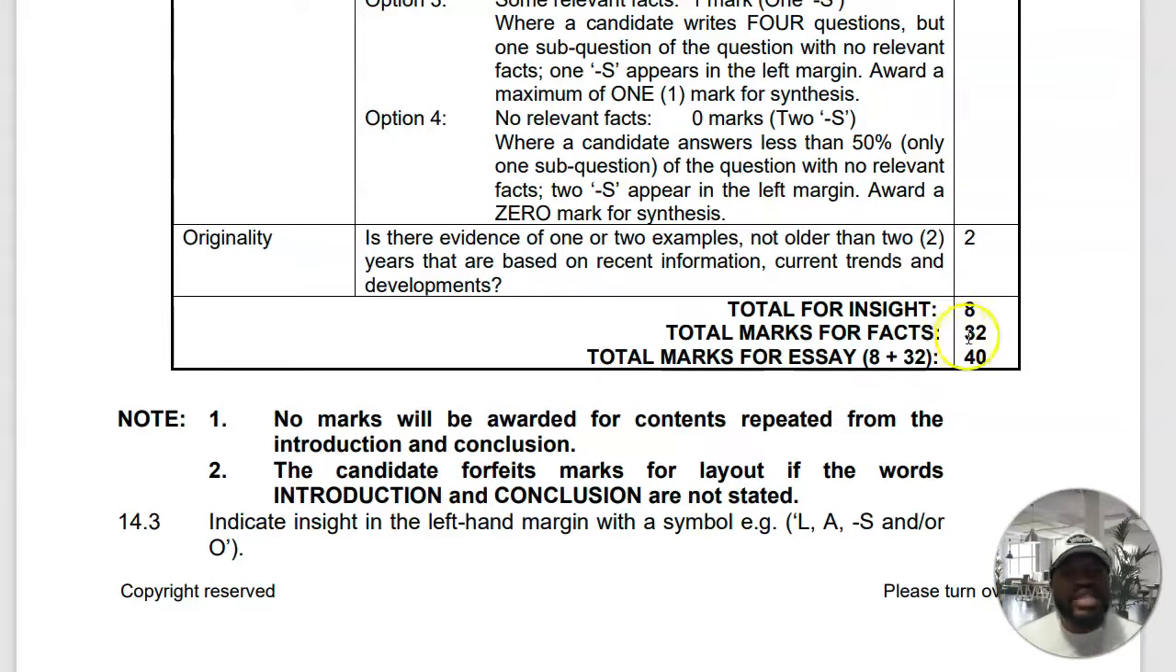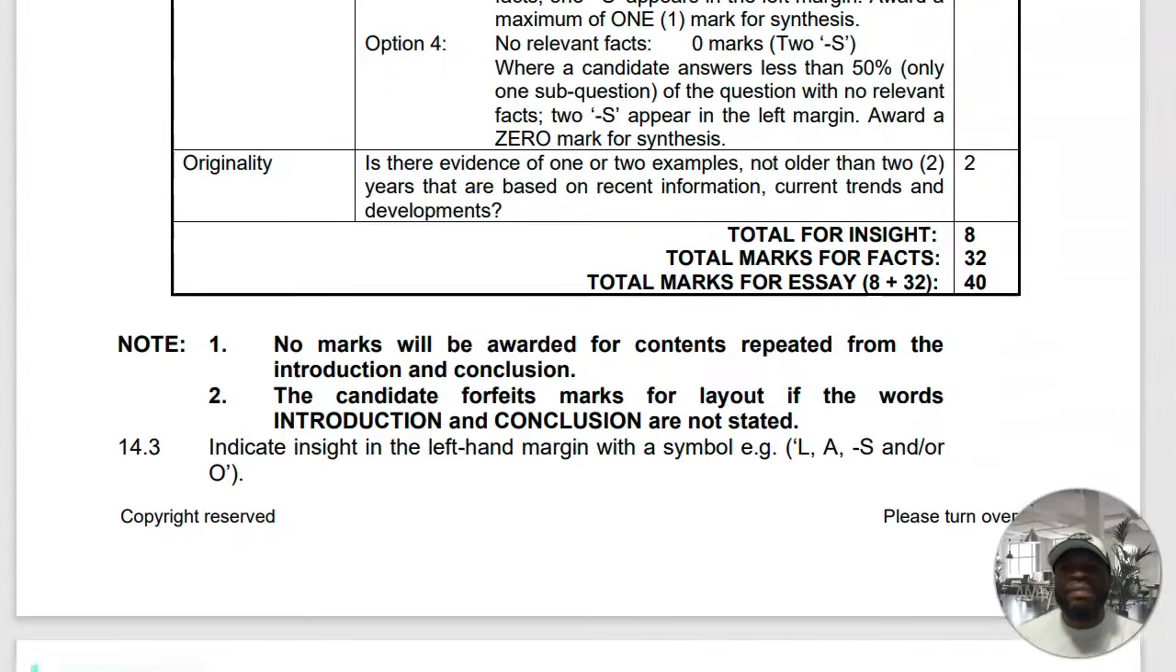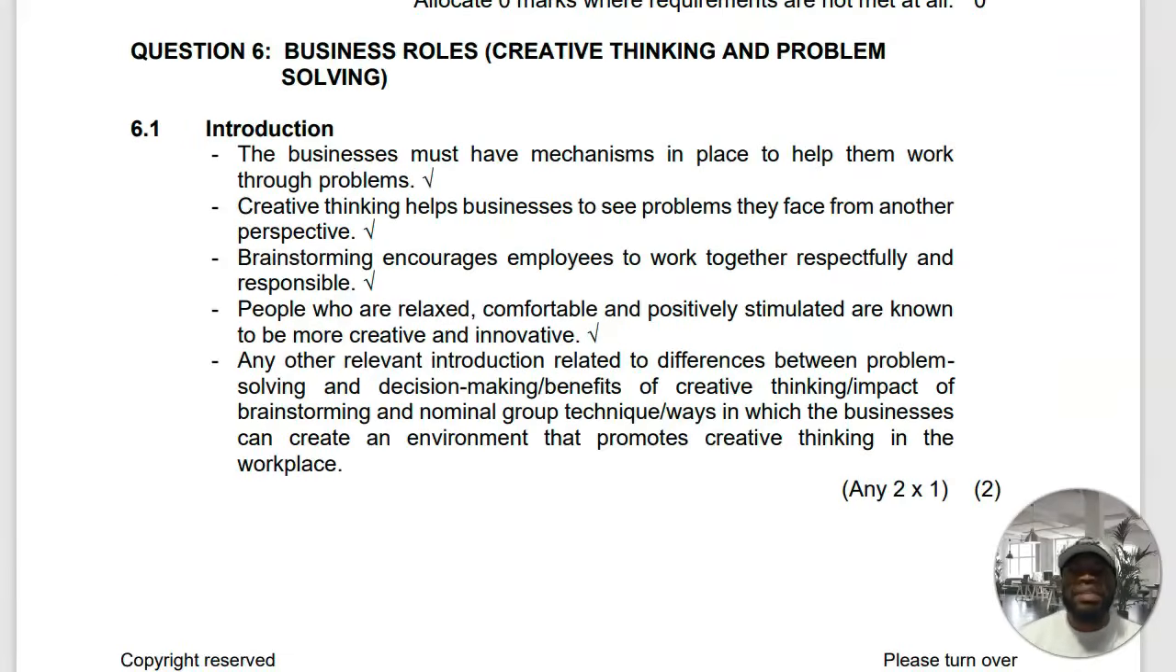So the total for insight will be 8, and then from that 8 you have to build your facts. And I said, how do you build your facts? The 32 for facts, I said you are going to have 4 points per each subheading. That will give you at least 32 marks. If you have written more, even better for you. So the facts are there. They are not difficult. Alright, let's look at business roles.